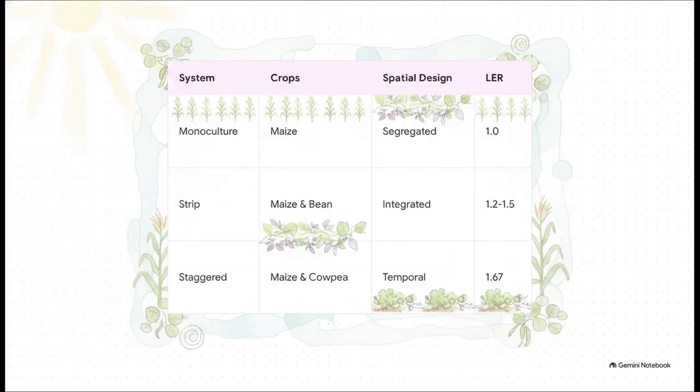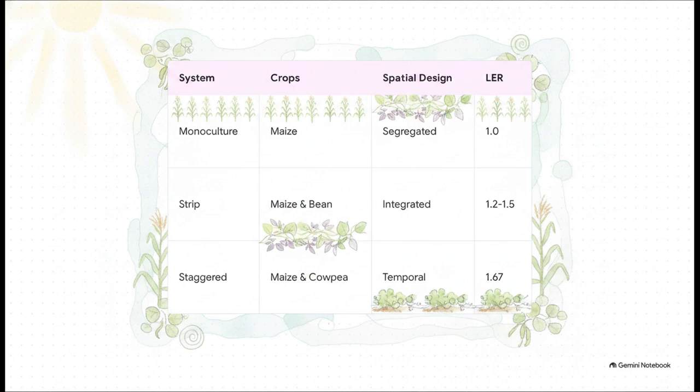So the crucial point is how spatial and temporal design drive these numbers up. Like we said, a segregated monoculture is our 1.0 baseline. But if we move to strip intercropping, say integrating maize and beans, we consistently hit an LER somewhere between 1.2 and 1.5.